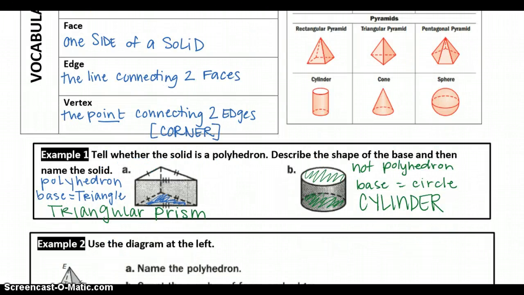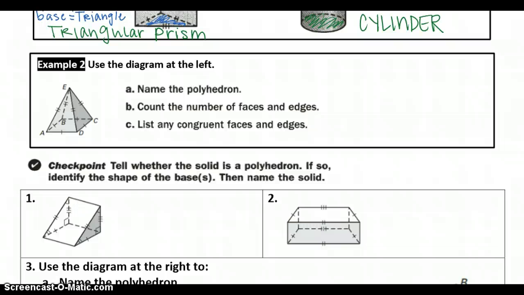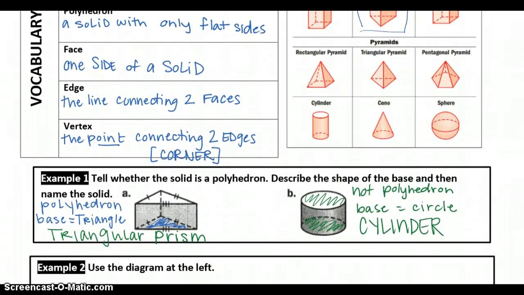Alrighty, let's go down to example 2. Using the diagram at the left, first we must name the polyhedron. Well, here it looks like I have a square as my base, and then from each corner of the square there's an edge going up and meeting at one point. So looking up at our chart, this would be a rectangular pyramid.